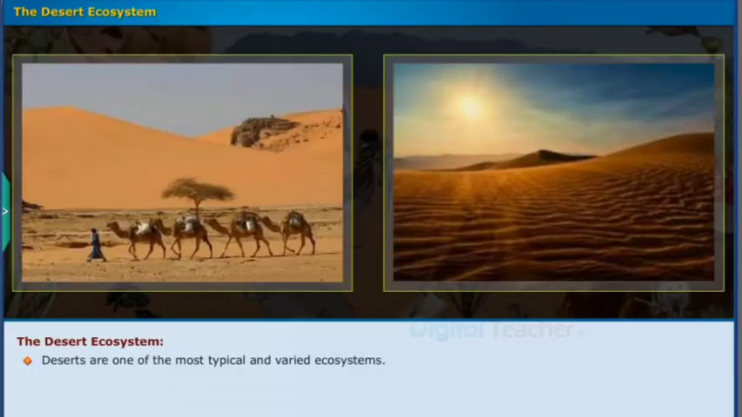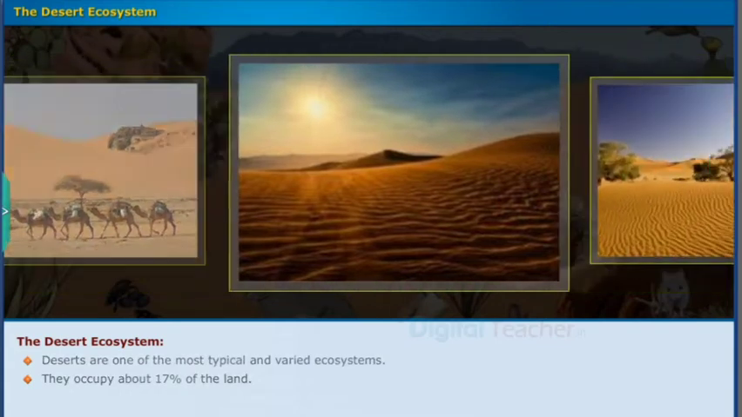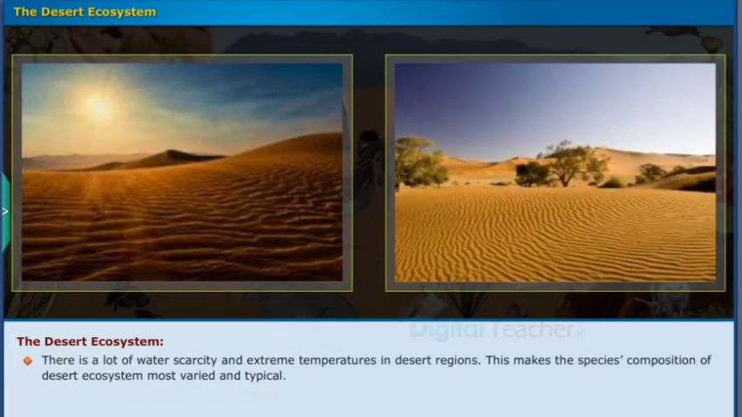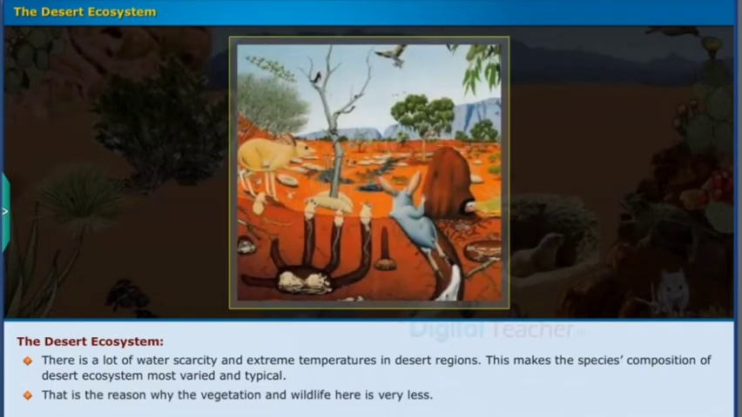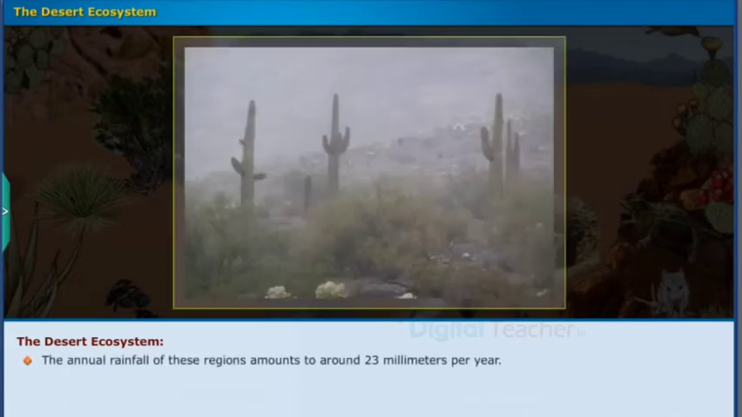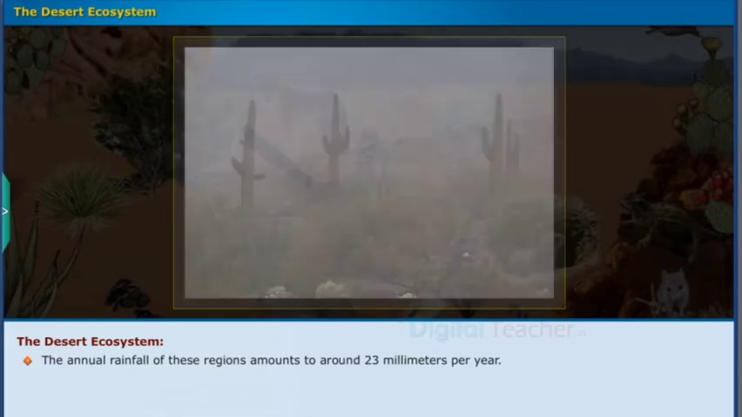and varied ecosystems. They occupy about 17% of the land. There is a lot of water scarcity and extreme temperatures in desert regions. This makes the species composition of desert ecosystem most varied and typical. That is the reason why the vegetation and wildlife here is very less. The annual rainfall of these regions amounts to around 23 millimeters per year.